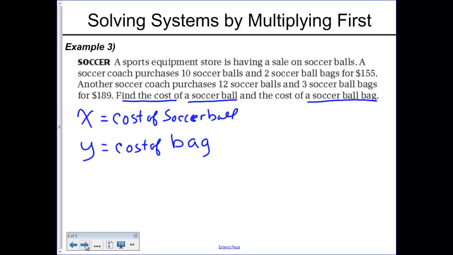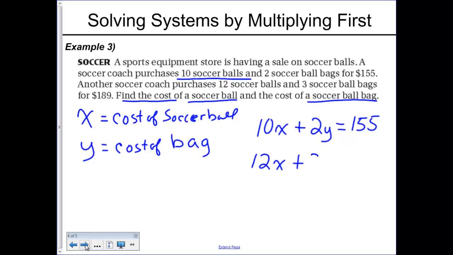First coach, it says, purchased 10 soccer balls. So 10 times x is the cost of those soccer balls, plus 2 soccer bags, 2 times y, is going to equal $155. And the second coach came in and bought 12 of the soccer balls and 3 of the bags and spent $189. And there's our two equations.